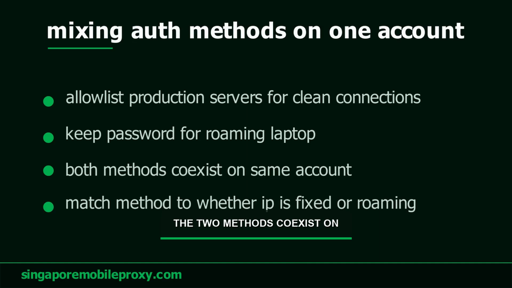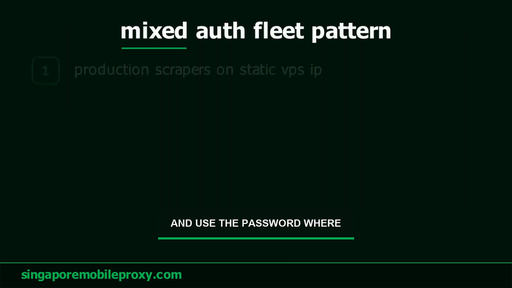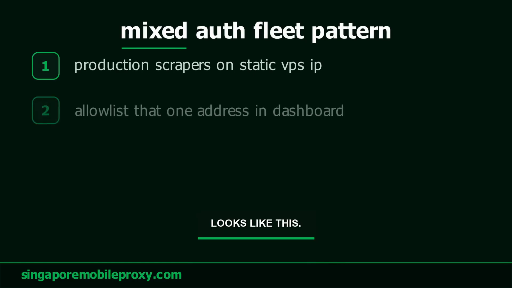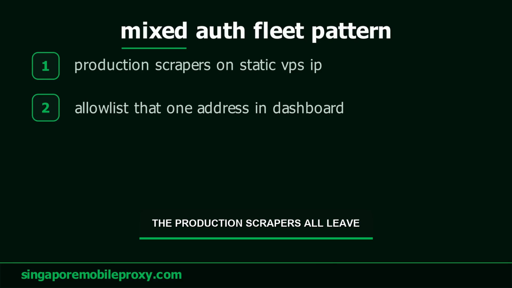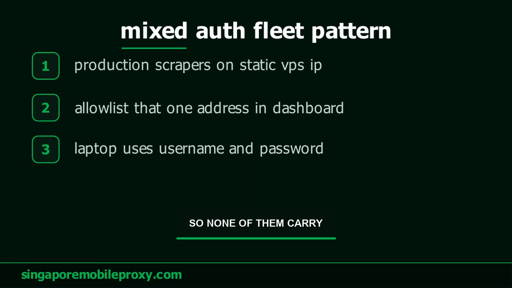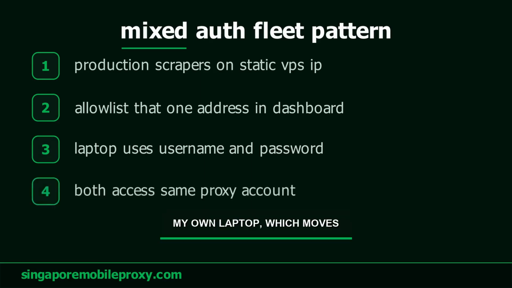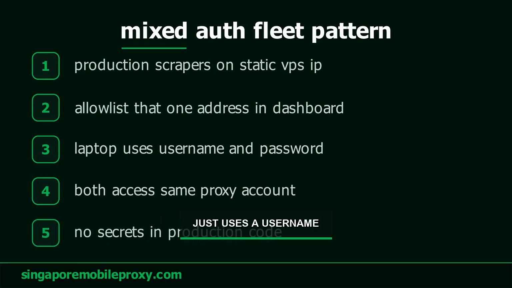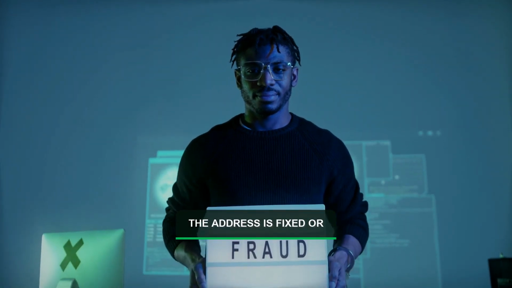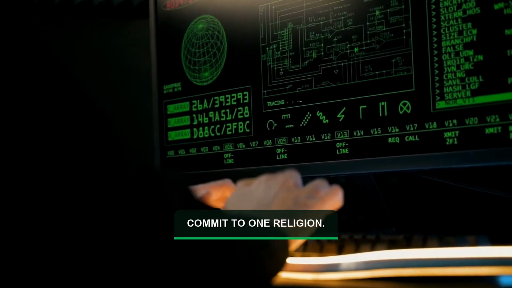The two methods coexist on the same account. Use the address-based one where the address is stable and use the password where it is not. A practical pattern from my own fleet looks like this. The production scrapers all leave through one static address, and that single address is allow listed, so none of them carry a secret. My own laptop, which moves between home and the office and the occasional cafe, just uses a username and password. Same account, two methods, each one matched to whether the address is fixed or roaming. You do not have to commit to one religion.